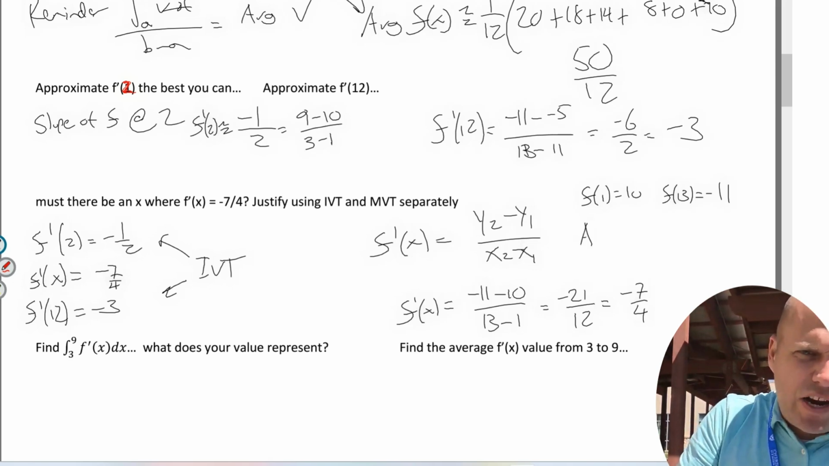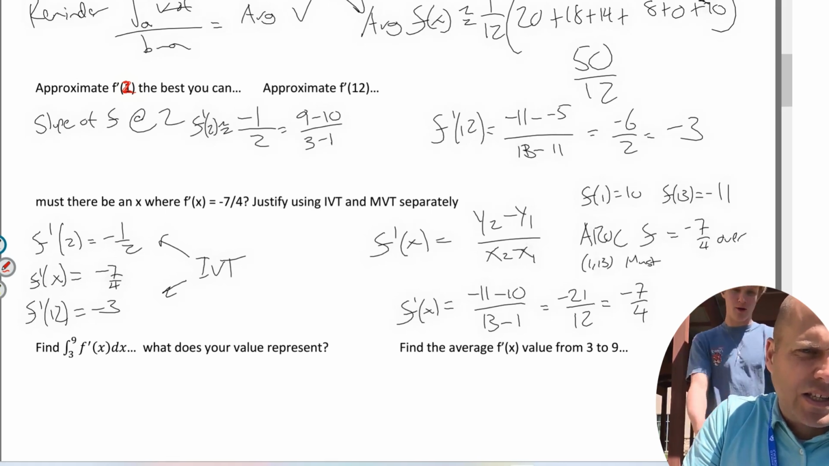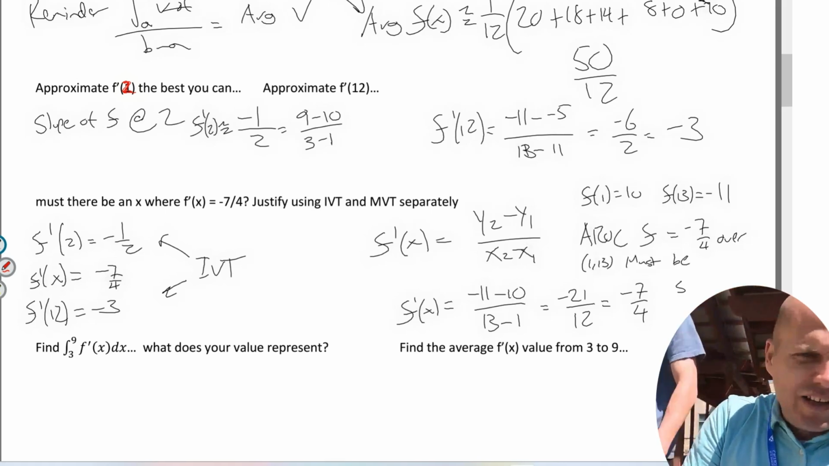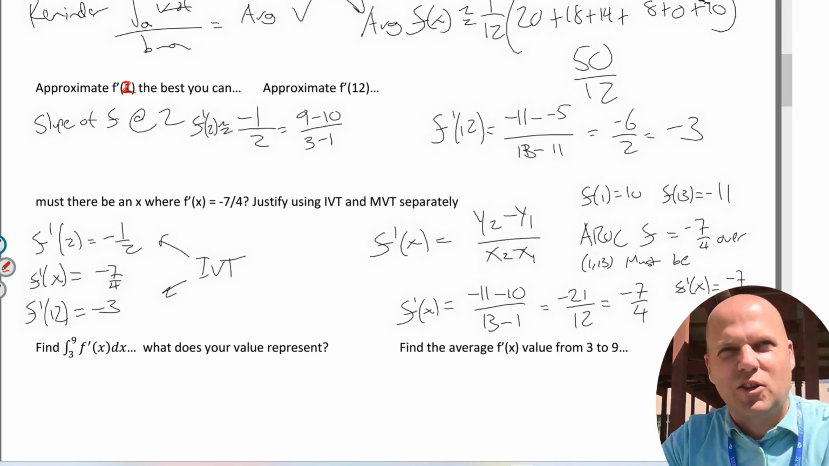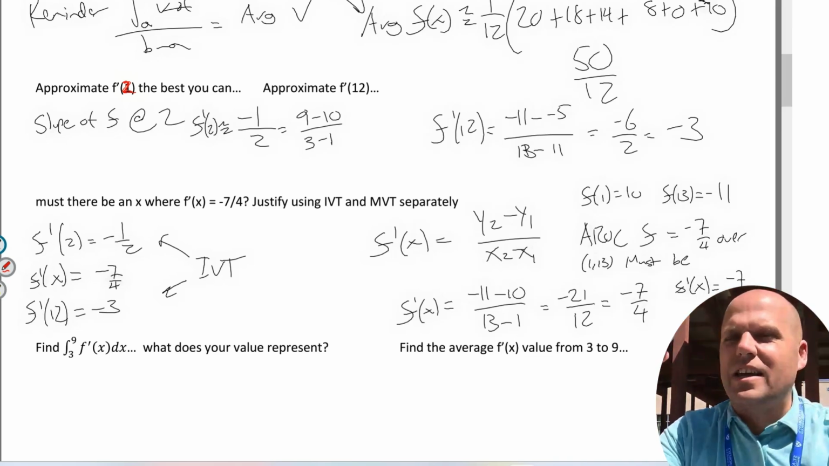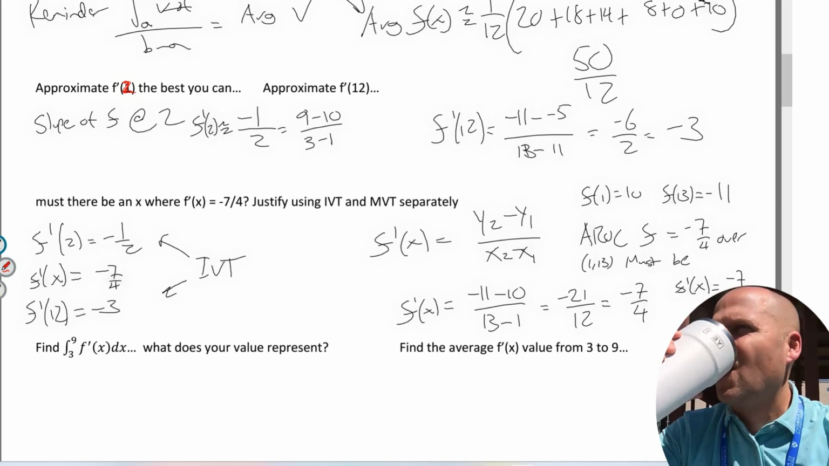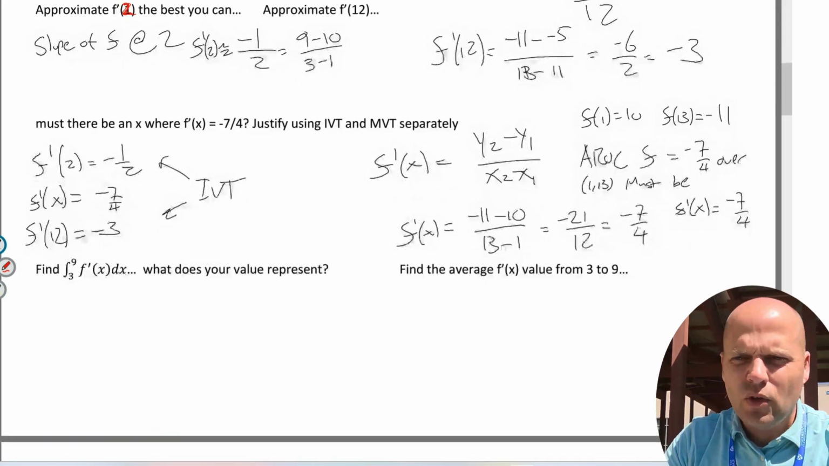Since the average rate of change of f equals -7/4 over the interval 1 to 13, there must be a derivative that equals that -7/4 on that interval. Cool.